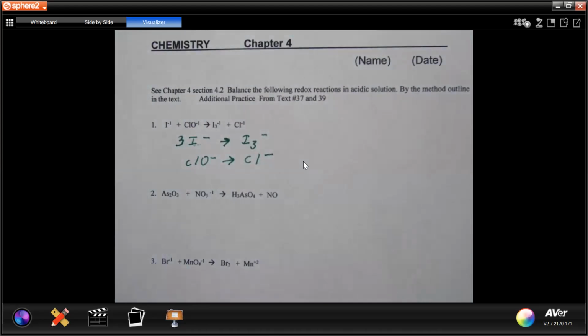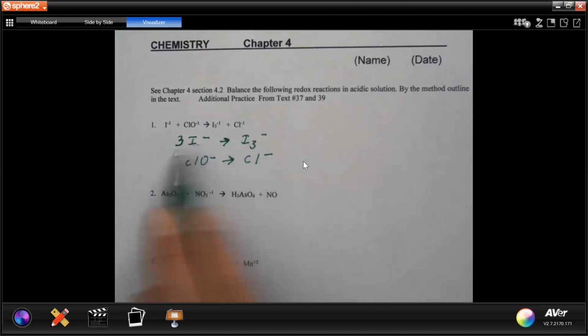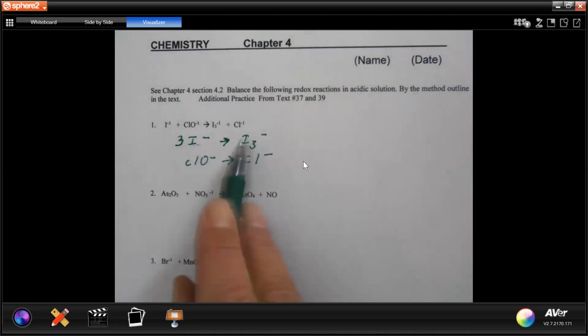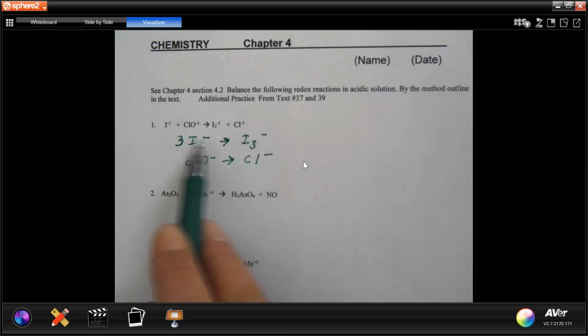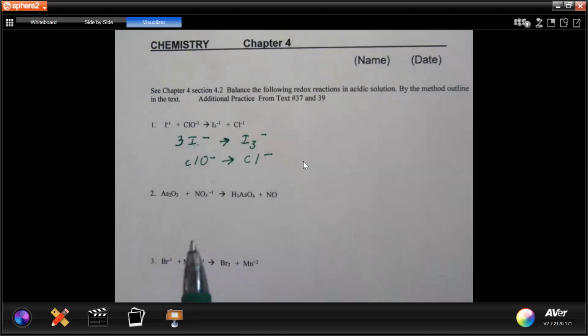Now, the next thing I want to balance is oxygens, if there are any. And I balance oxygens with water, but there are no oxygens in this. And then after I balance that, I balance hydrogens with H+. Well, there's no H pluses in this first equation either, or no hydrogens. So the last thing I have to do is balance the charge.